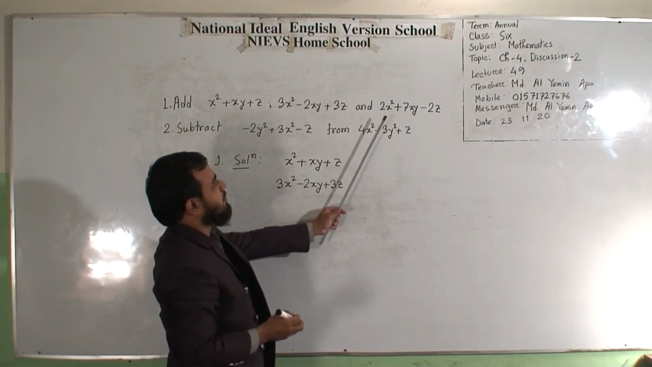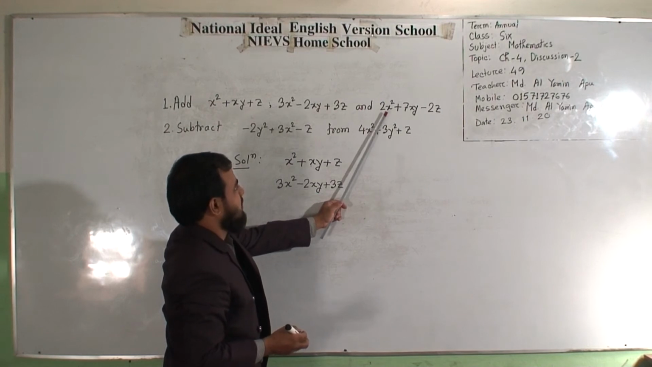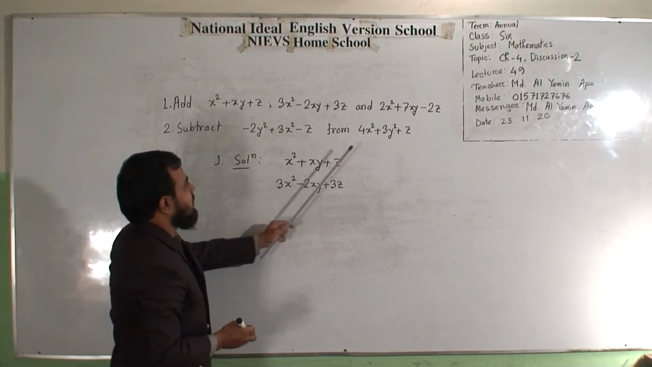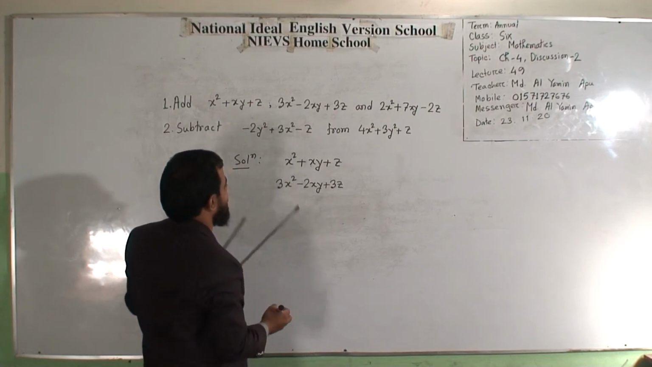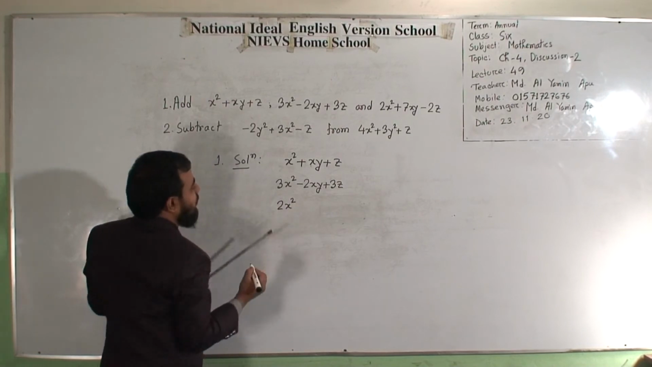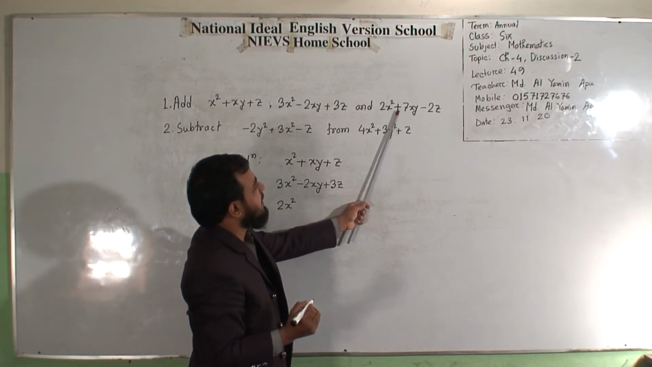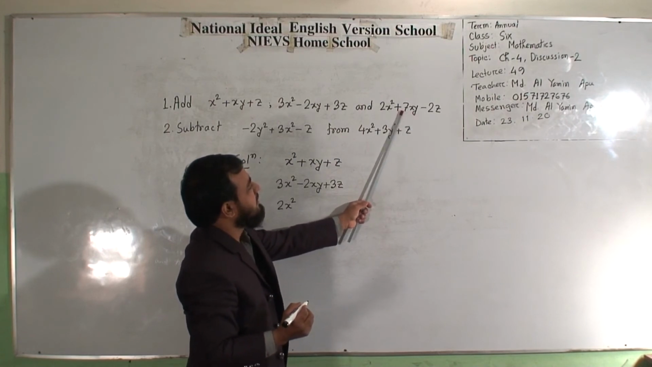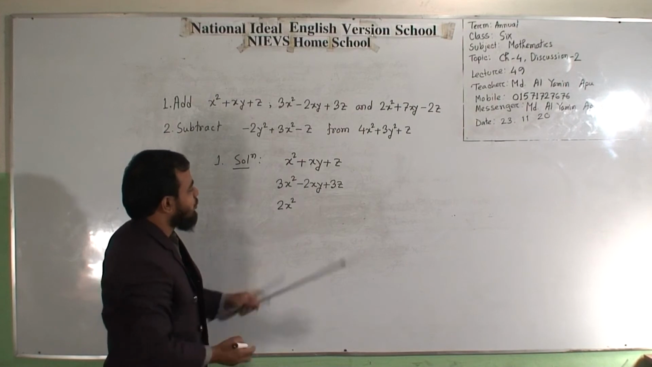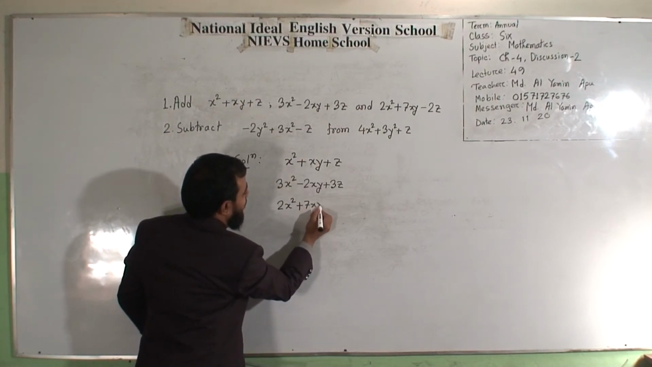Now the third expression is twice x square. So twice x square, the first term, is the similar term of x square. So we need to write down twice x square below the x square. Now the second term of the third expression is plus 7xy. Plus 7xy is the similar term of xy, so we need to write down plus 7xy below xy.